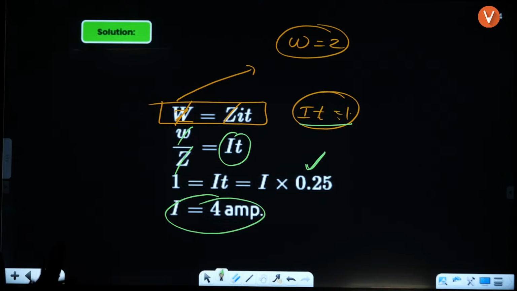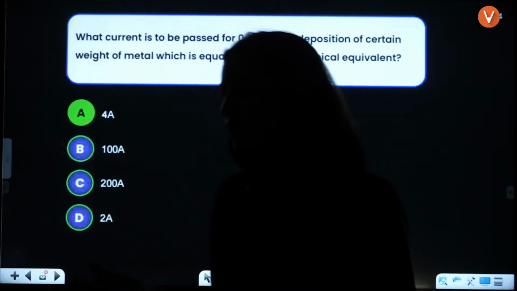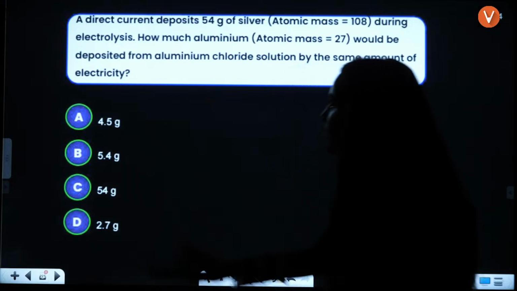Ma'am, board is visible. Only board is needed here. I am not needed here. Only board is needed. Okay. So current we have solved.